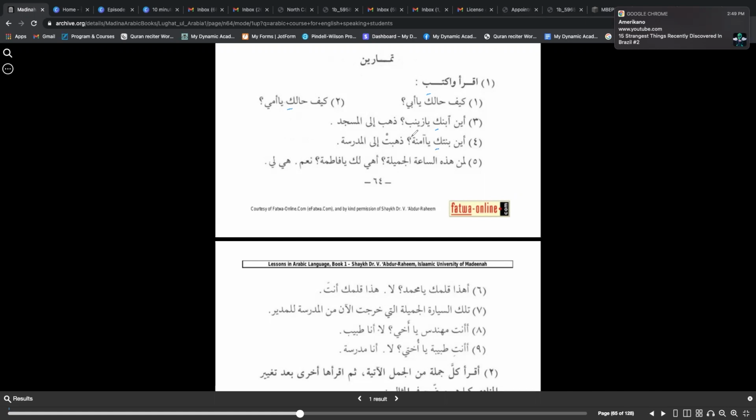Aina bintuki ya Aminatu. Where's your daughter, O Amina? Dhahabat ila madrasati. So notice the difference. To take something from dhahaba, he went, to make it dhahabat, just add this ta right here and put a sukoon on it. Dhahabat, she went, to the school.